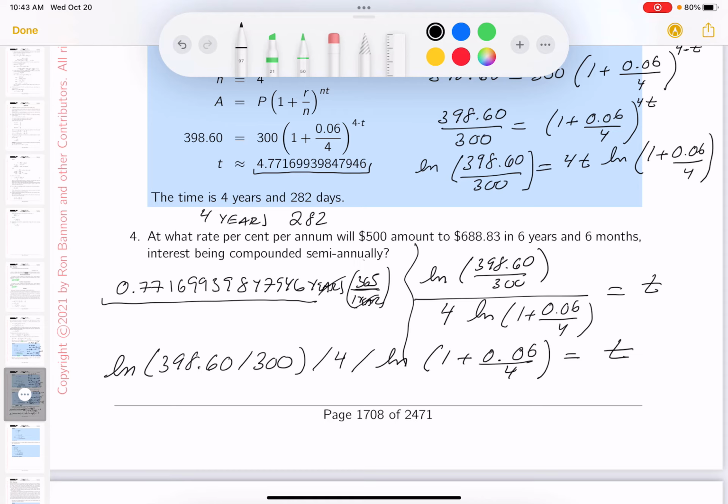Now, by the way, not exactly. I'm rounding off. So after 4 years, 282 days.